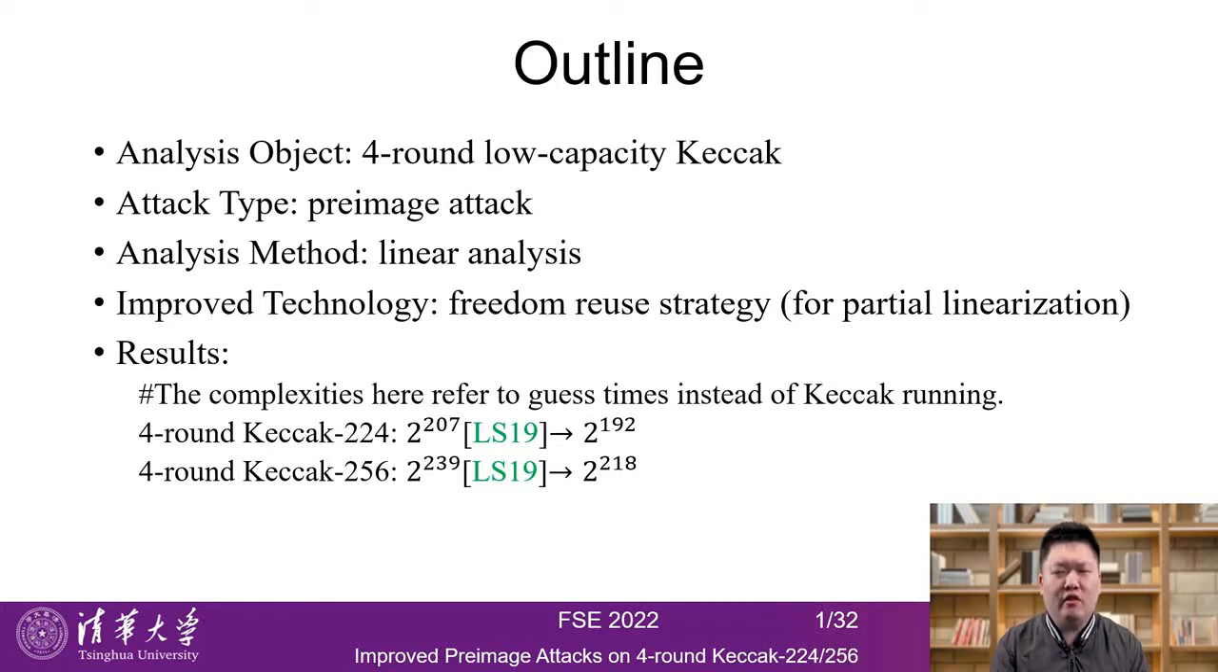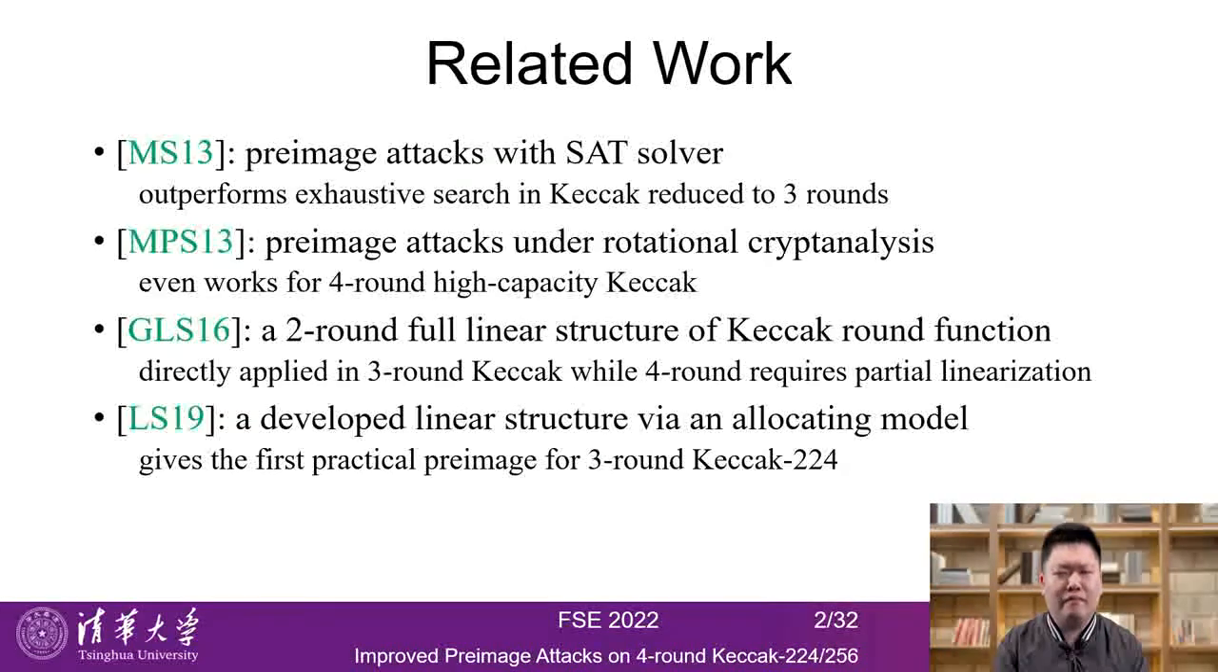This strategy works for the partial linearization part, and it can be directly applied to any full linear structure. Then we choose the currently best linear structure for low-capacity Keccak proposed in LS19. As a result, we reduce the attack complexity by factors of 2^15 and 2^21. An important note is that the complexity here, and even in the whole video, refers to guess times instead of Keccak runs. We just neglect the cost of solving the linear system in total counting.